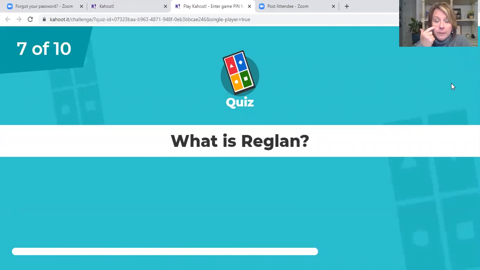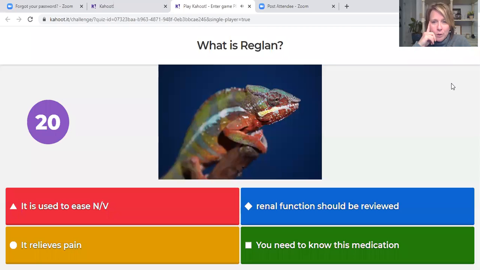What is Raglan? If I'm asking this on a review, do you think you need to make a drug card on Raglan? I would say yes. Is it used to ease nausea and vomiting? It is. It's also for GERD. We give a lot of Raglan for GERD, but it does ease nausea and vomiting.